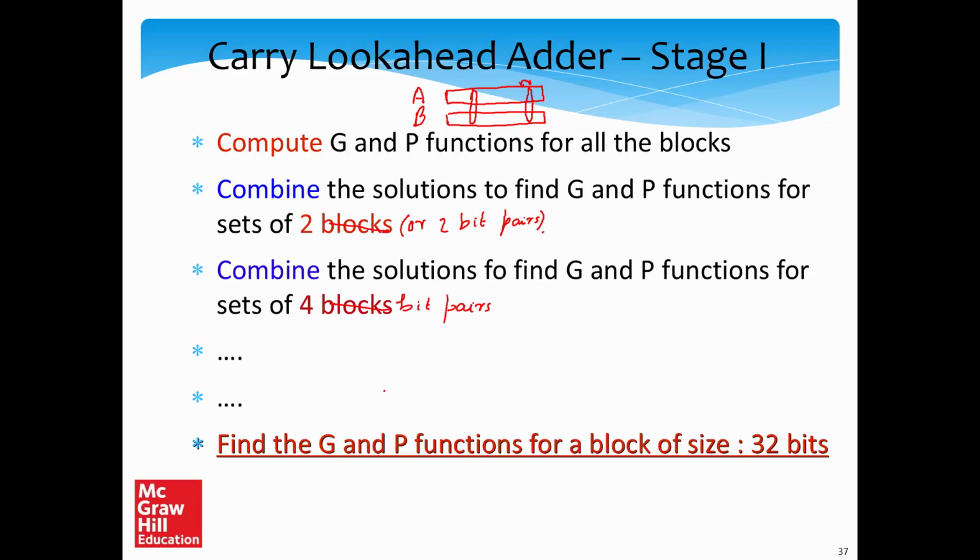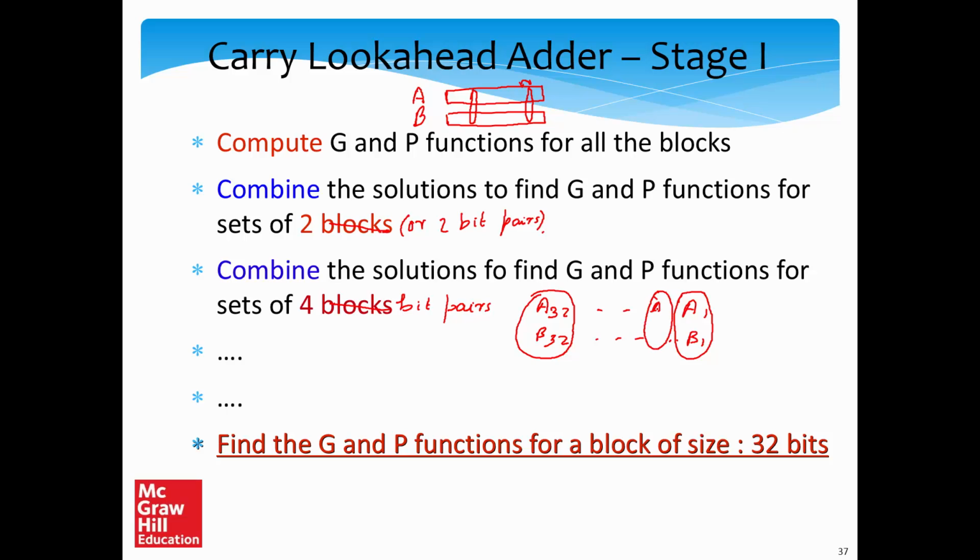So similarly, we just keep on increasing the size of each block, the number of bit pairs in each block. So if we start out assuming that A has 32 bits and B has 32 bits, we start out in a parallel fashion by computing the GNP functions for each pair of bits. So at this point, each block contains one pair of bits.